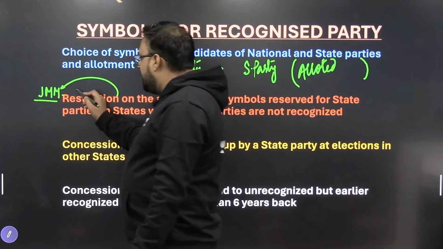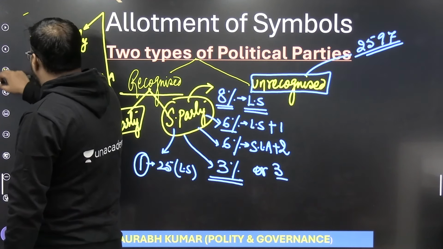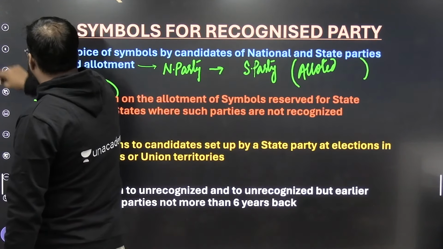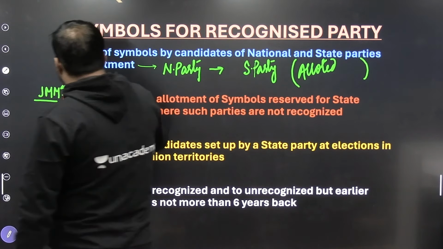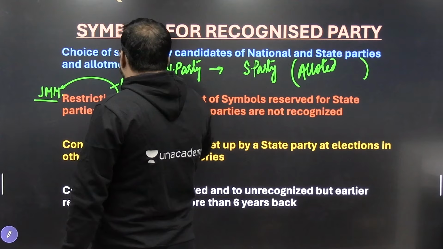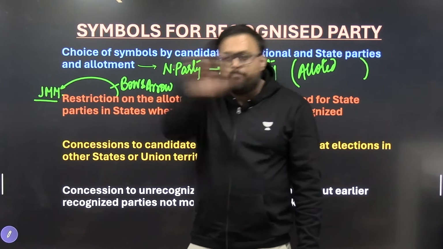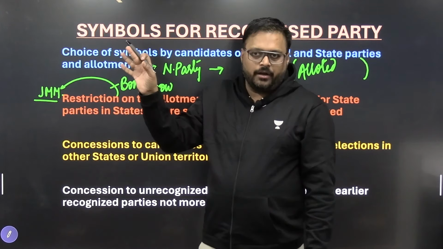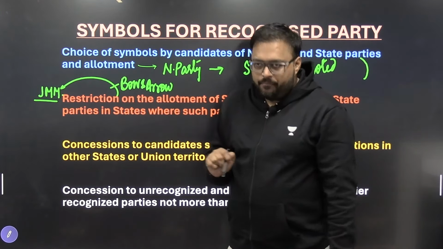So JMM is considered a state party in Jharkhand. Now just understand the symbol of JMM, that is the bow and arrow. Whenever we talk about their symbol, this symbol cannot be used by any political party in any state because it has been given to JMM. That is rule number 9.